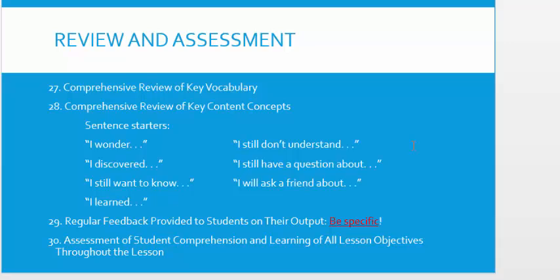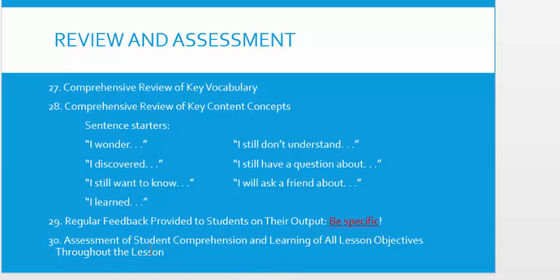And with that, then, number 29, providing regular feedback to them on their output. So be specific to them. "Good job" is not specific, but tell them specifically what they're doing well with and what you want them to continue to think about or practice as well.